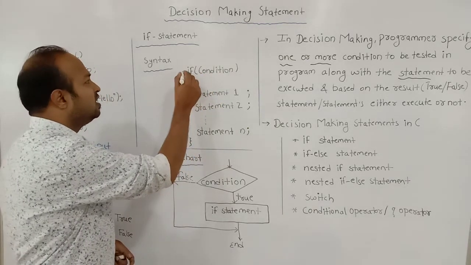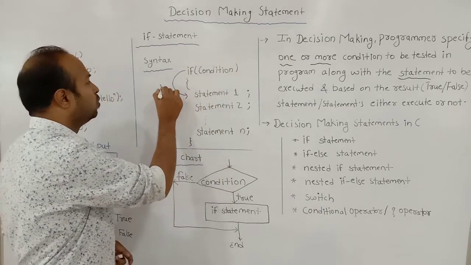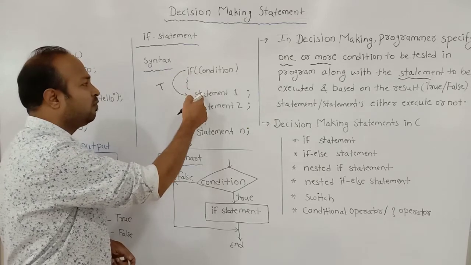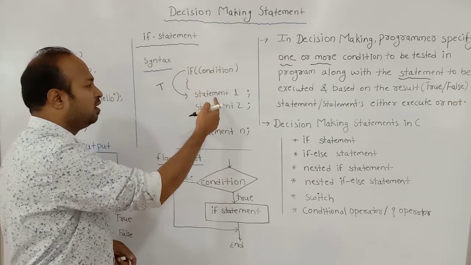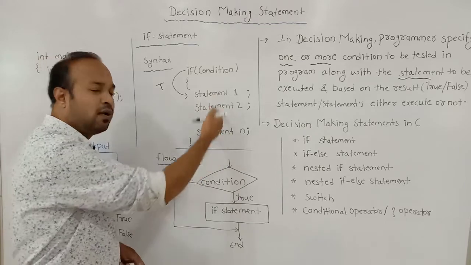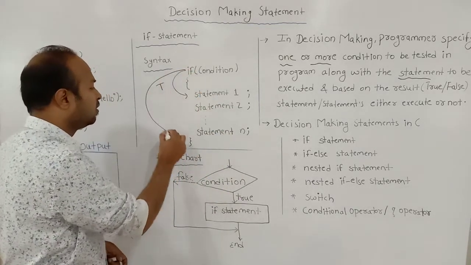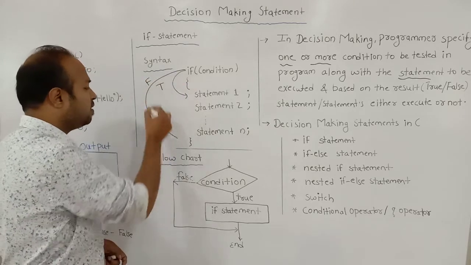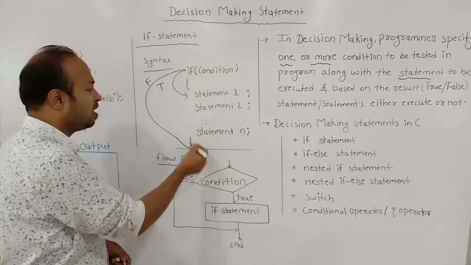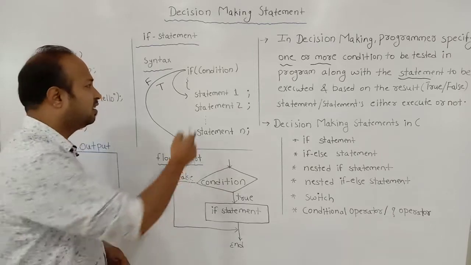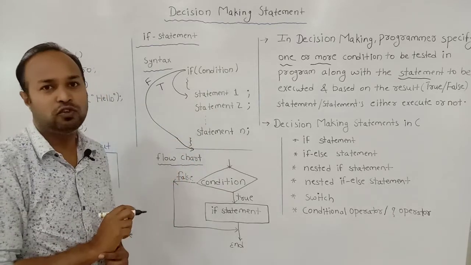If the condition is true, then we will move inside the if, and statement 1, statement 2, up to statement n will be executed. And suppose if the condition is false, then we jump after the if block, and the statements will never execute.